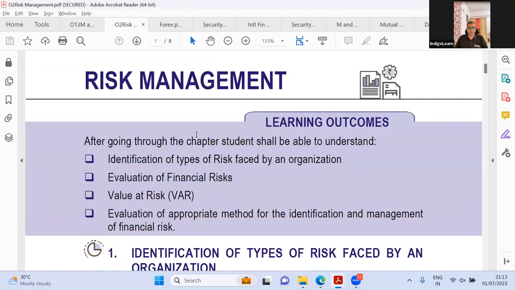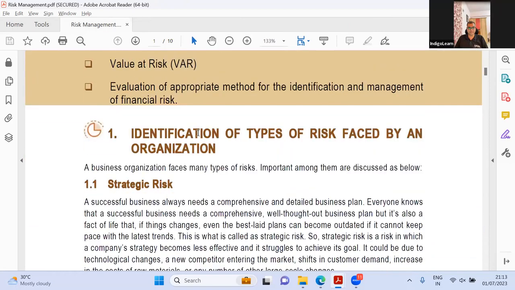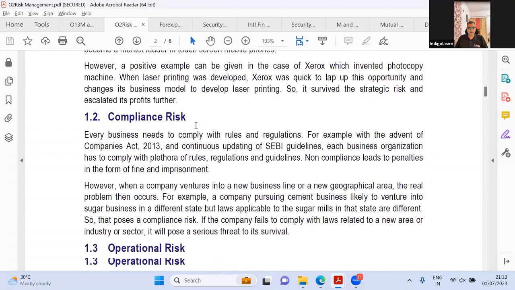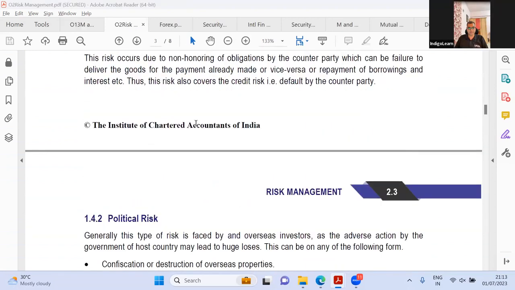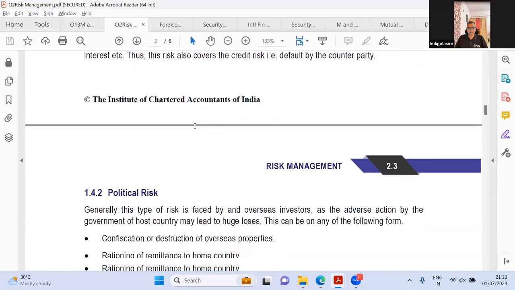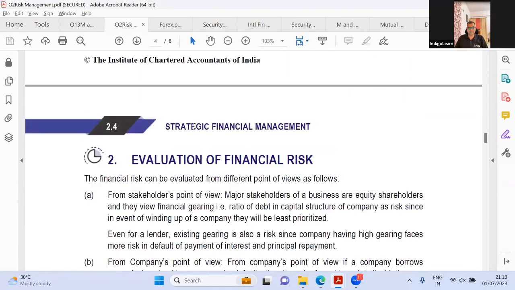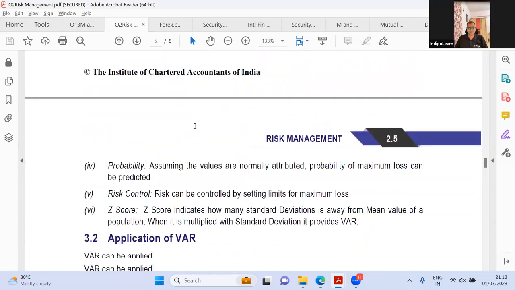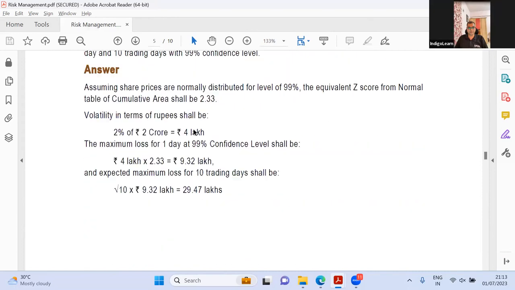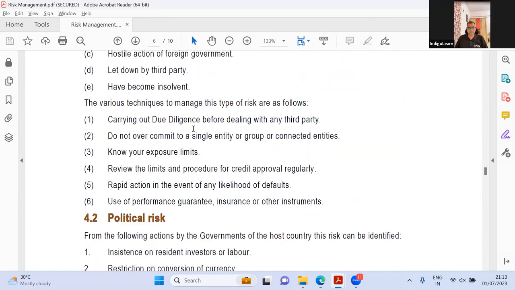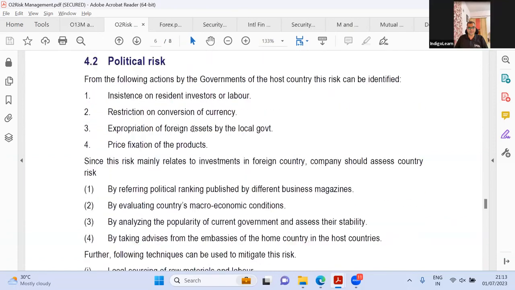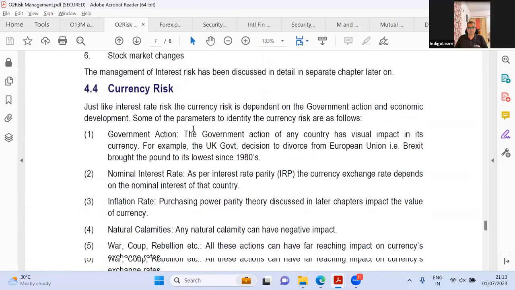The first top 4 synopsis is the same. Types of risk and all that looks the same. Compliance risk, operational risk, and so on. Counterparty risk, political risk, all this is the same. Currency risk, liquidity risk, evaluation of financial risk. Yes, this all looks the same. VAR, features of VAR, application of VAR, appropriate methods. Yeah, so till here it is the same. Then political risk, interest rate risk, currency risk. This is what is there in the old syllabus versus the new syllabus.